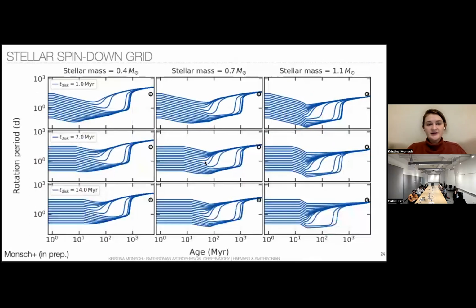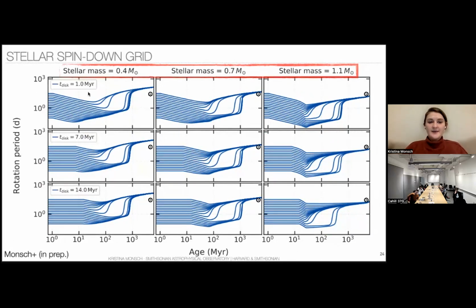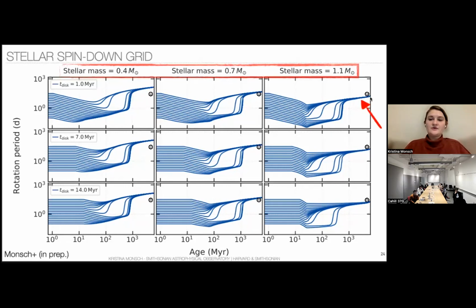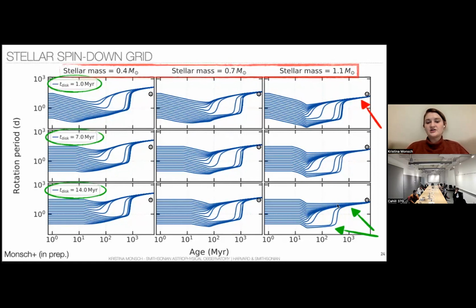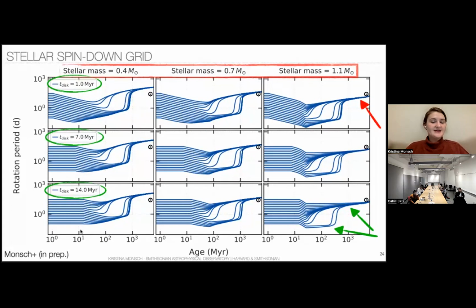In the end, we get a huge grid, rotation period versus age for different stellar masses, which are shown in the columns. It's probably a bit hard to see because there are so many panels on the slide, but the stellar mass mostly affects the final rotation period to which these different tracks converge, which is the Skumanich branch. The disk locking time, shown in the rows of this plot, determines how many stars end up in the fast rotating branch and in the slow rotating branch at a given point in time. We can then use realistic input conditions and test if we can reproduce observed rotation period distributions using our model.